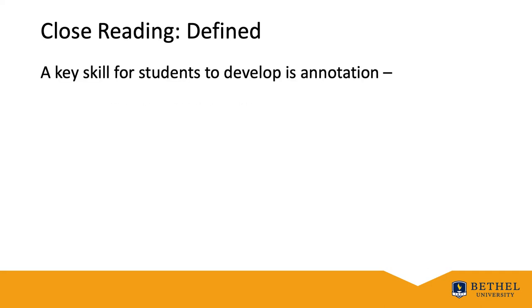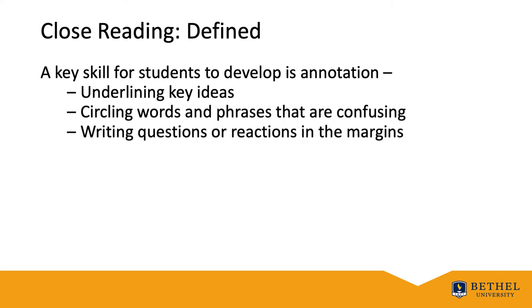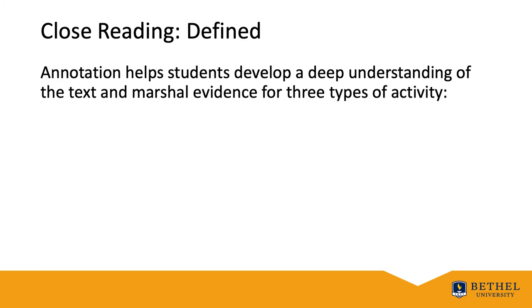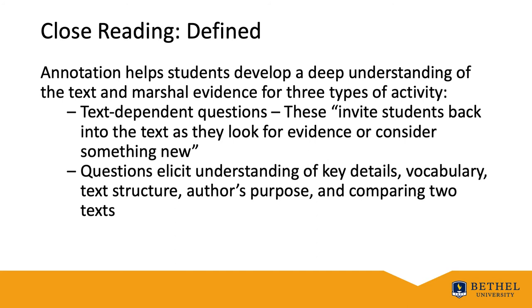One key skill for students to develop is annotation, the underlining of key ideas, circling of words and phrases that are confusing, and writing questions or reactions in the margins. Annotations help students develop a deeper understanding of the text and to really marshal up some evidence for 3 types of activity. One, text-dependent questions. It invites students back into the text to look for evidence, to consider something new and in a different way. Questions might elicit understanding of key ideas and details, text structure, author's purpose, the comparison of 2 texts, or vocabulary.